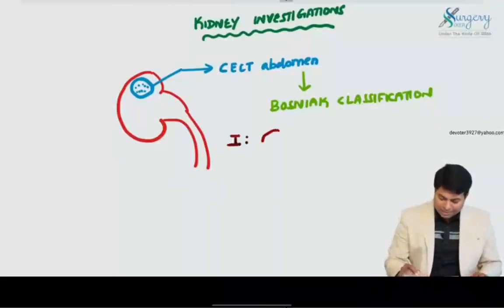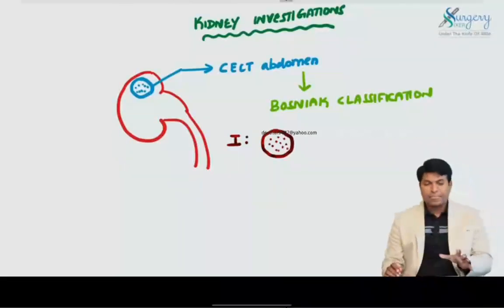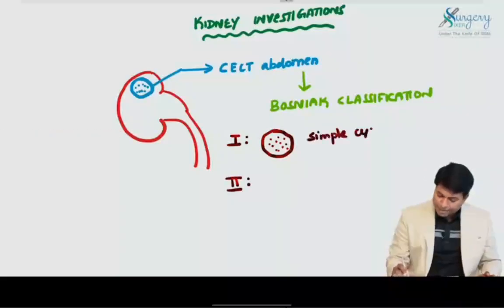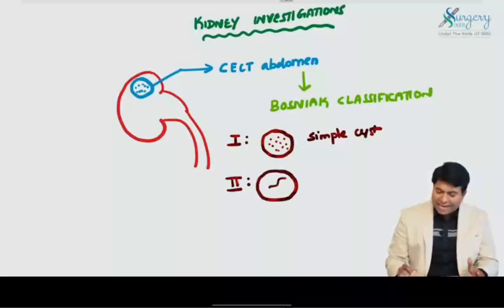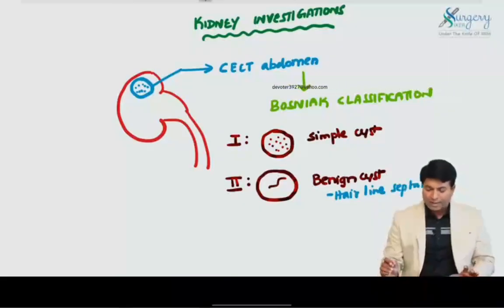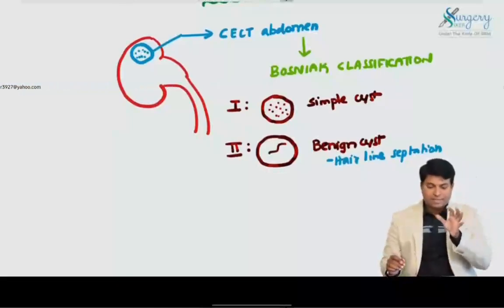Number 1 is a simple clear cyst with no septation, nothing inside. Number 2 is a cyst which has minimal hairline septations. It is also known as a benign cyst. It contains very small hairline septations, but there is no calcification, no soft tissue component, nothing. Only small hairline septations are seen.